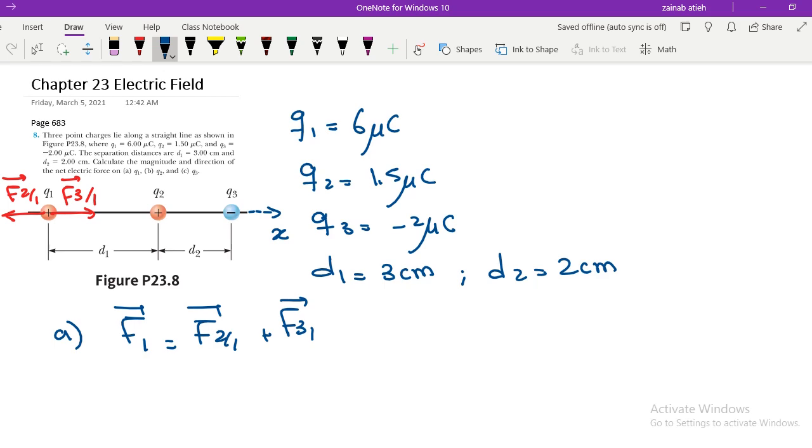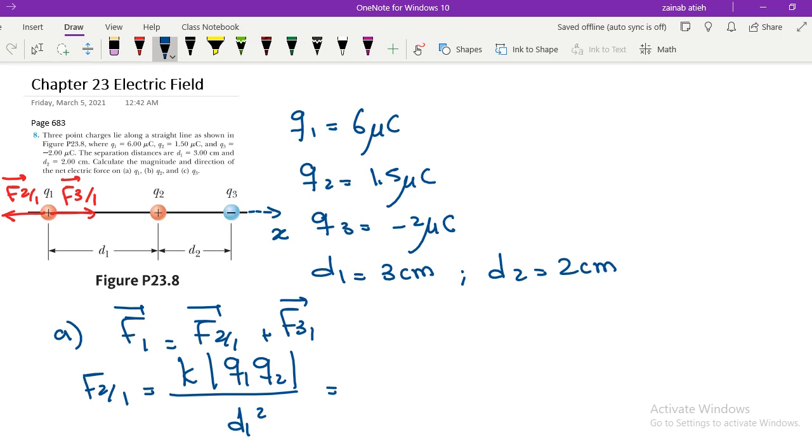How to write them as vectors? I usually decompose this step of writing a force as a vector into two steps. First I find the magnitude of the force, then I write it as a vector. So first, let's find F2 on 1 as a magnitude. F2 on 1 is equal to K absolute Q1 Q2 over the distance between 1 and 2. From the figure, the distance between 1 and 2 is D1, so I write D1 squared.